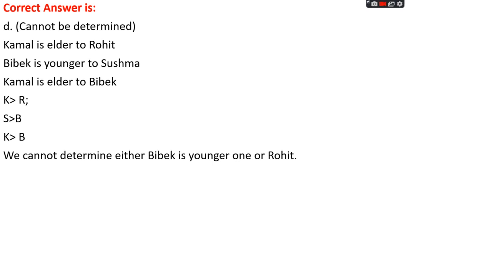Let's see the conditions. Kamal is elder to Rohit, so K is elder than R. Vivek is younger to Sushma, so S is elder than V. Kamal is elder to Vivek too. But we don't know the relation between Vivek and Rohit. We only know the Vivek and Kamal relation, but we don't know the Rohit and Sushma or Rohit and Vivek condition. So we cannot determine whether Vivek is younger or Rohit is younger.